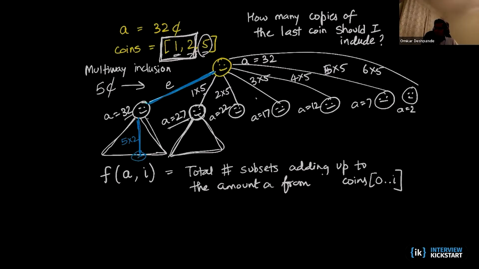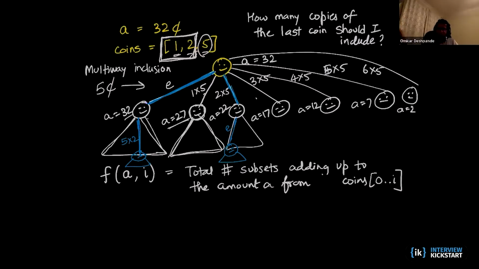Let's look at another path where I included 2 copies of the 5-cent coin, and this particular subordinate excluded any 2-cent coin. So think about the subproblems that these two managers are given. They're both given the same target amount, just 22 cents, and they are asked to look at the same prefix of the coins array.